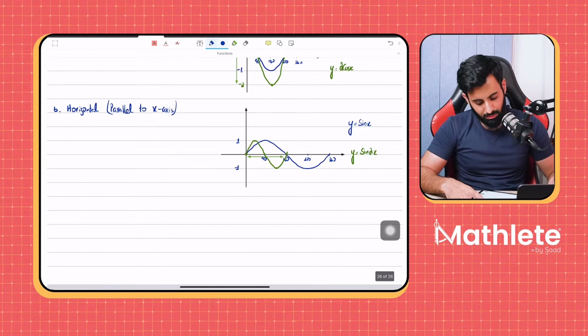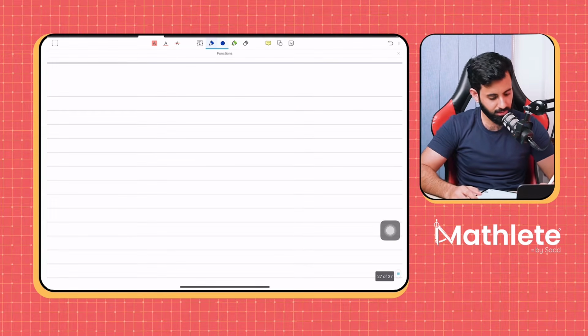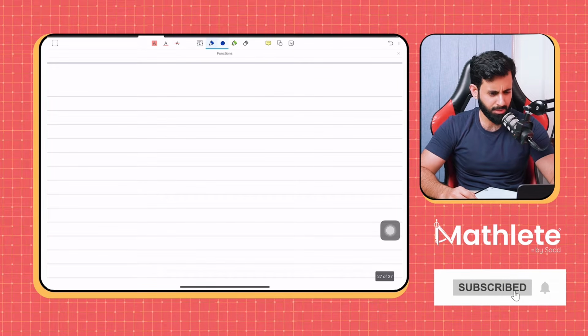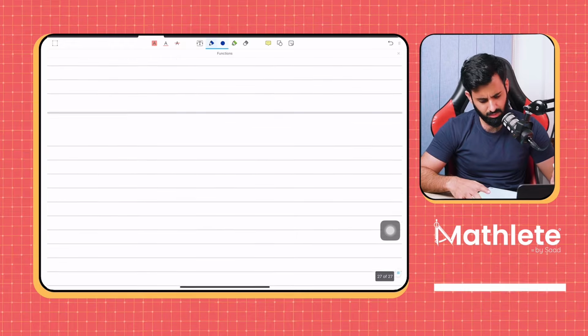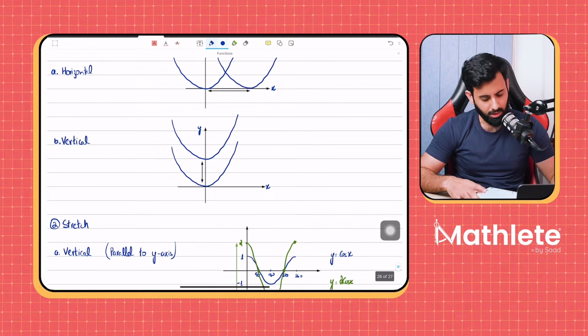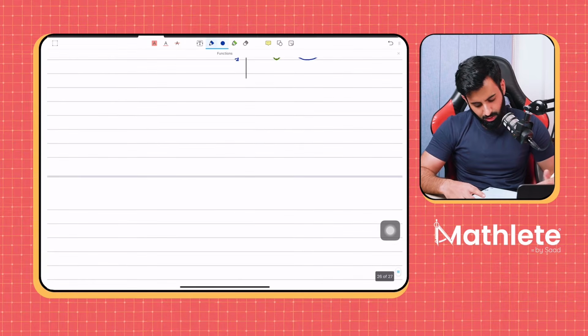Okay. Then we have the third and the final. Anybody wants to take a guess? Perhaps the easiest. Reflection. That's correct. Okay, so we have reflection.